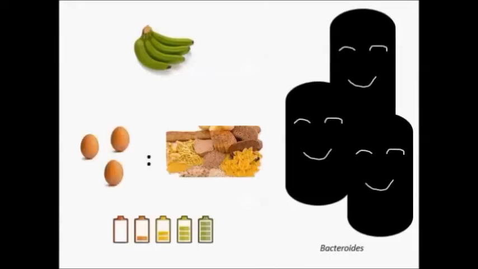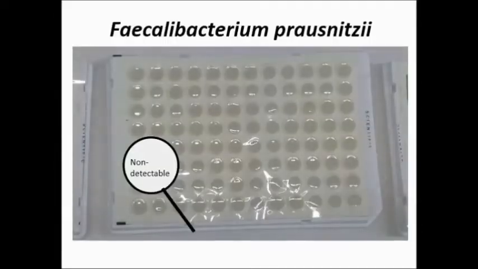Therefore, you not only have to feed your microbes with the right type of fiber with the right proportion, but also the other food components you're feeding with, such as protein and energy density, matter as well. For Faecalibacterium, my qPCR results showed the abundance was close to zero.